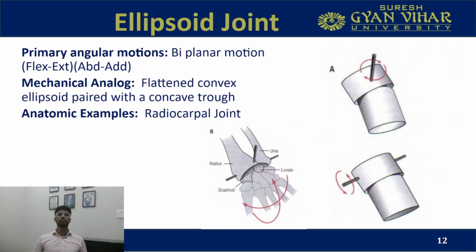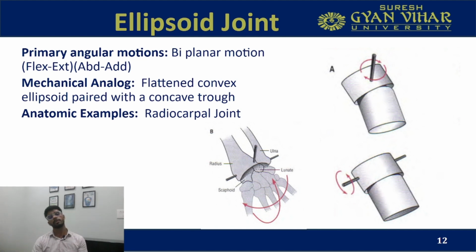The mechanical resemblance of this ellipsoid joint, you can see in the diagram also, is a flattened convex ellipsoid which is paired with a concave trough, and it can allow movement in two ways. This is one axis which is allowing flexion and extension, and there is another movement which is allowing left to right movement. We can see this type of joint in our body in the wrist. The radiocarpal joint is a type of ellipsoid joint where biplanar motions are possible. You can see this is flexion and extension, and this is abduction, adduction, or you can say radial and ulnar deviation.